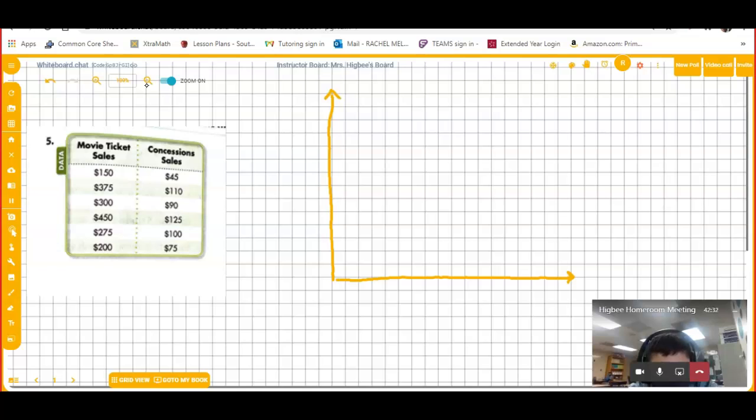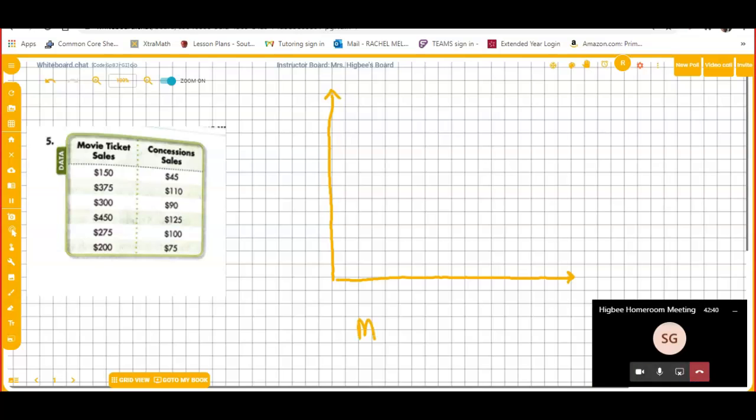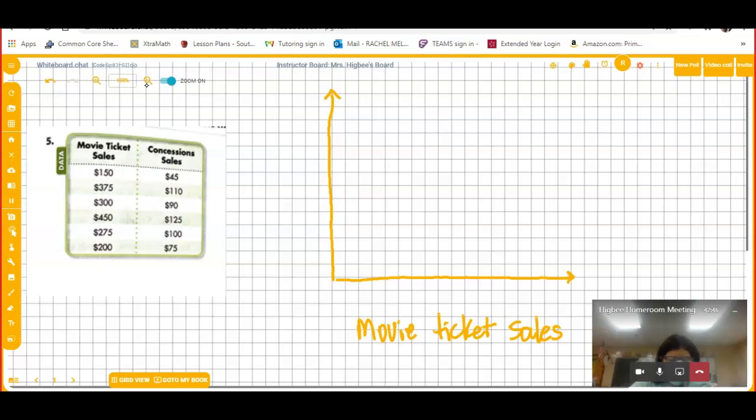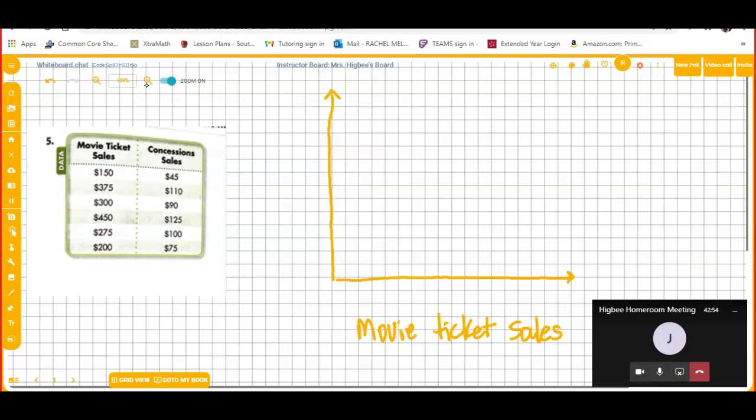Sadie, what would be the X axis label? Movie ticket sales. Awesome, movie ticket sales. So then what would be the Y axis label, Julissa? Concession sales. Concessions are like food and drink. So when you go to the movies, if you buy a hot dog or popcorn or something, that's concessions. So I'm going to abbreviate that there.